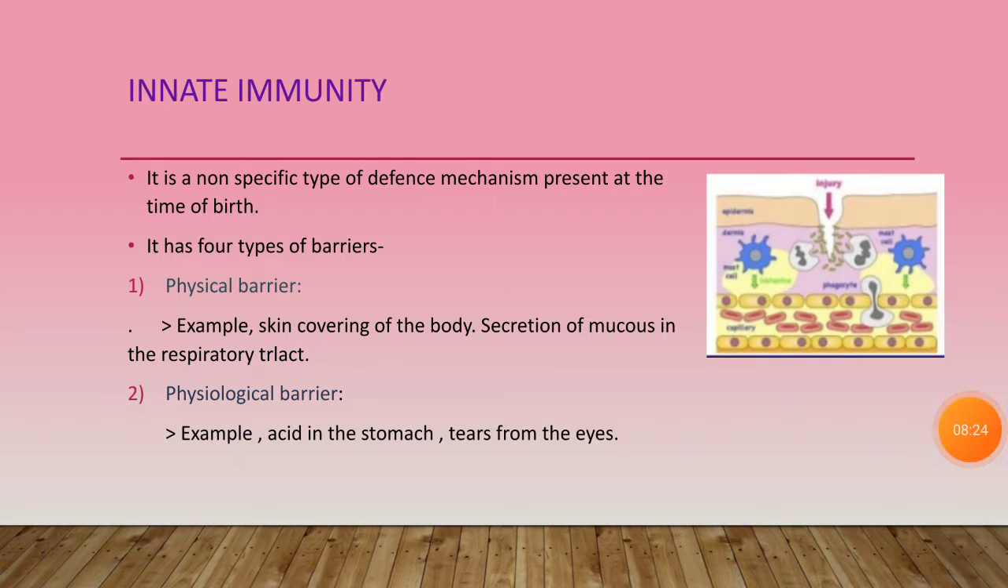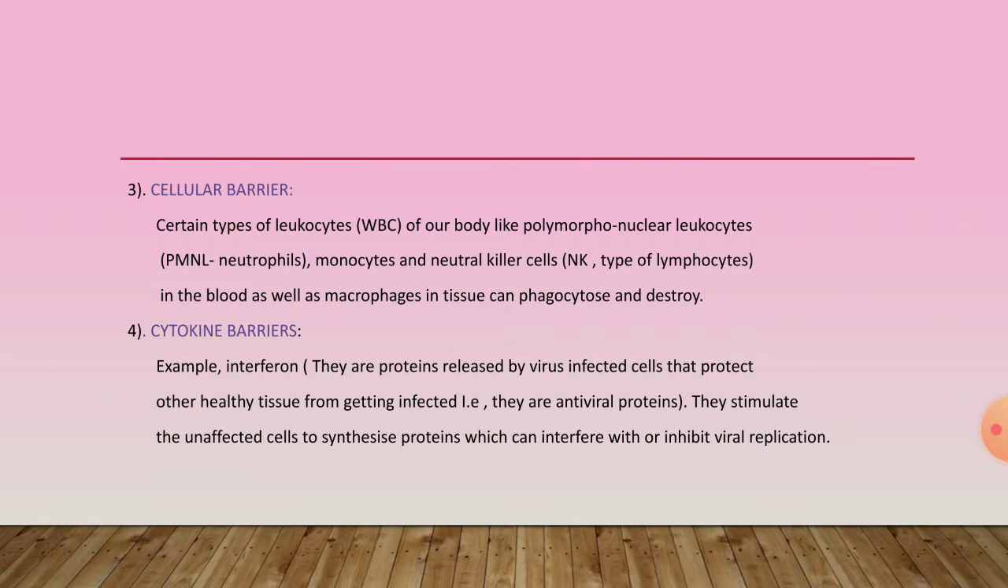Physiological barrier. Examples of the physiological barrier are acid in the stomach and tears from the eyes. Third, the cellular barrier. Certain types of leukocytes of our body, like neutrophils and monocytes and natural killer cells in the blood, as well as macrophages in tissue, can phagocytose and destroy microbes; this is the cellular barrier. Cytokine barrier.